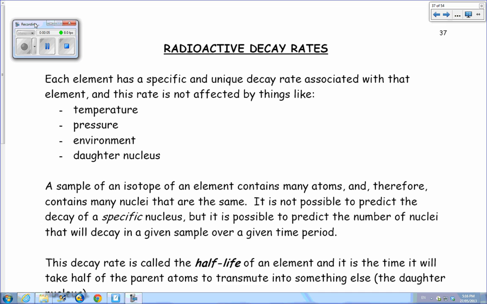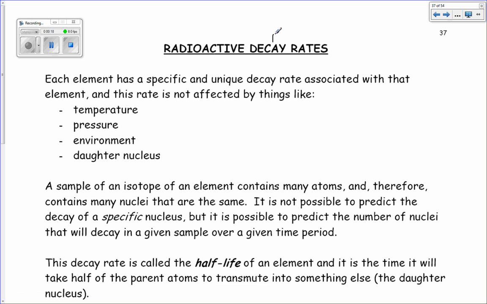Okay, I need you guys to turn to page 37 in your notes booklet. We're going to look at radioactive decay rates. A decay rate is how fast something decays, right? So that's what I mean, like how fast an isotope decays.